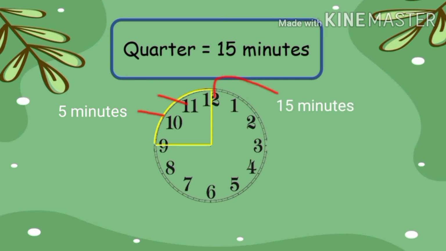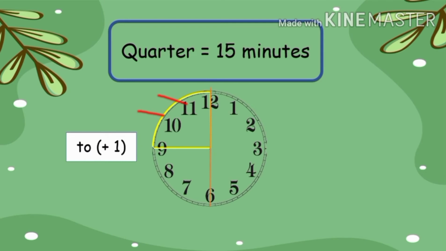It's the last 15 minutes of an hour and we are using the left hand side of the clock. So we will use the word 2 plus 1. Okay, what does this plus 1 mean? I will tell you later.